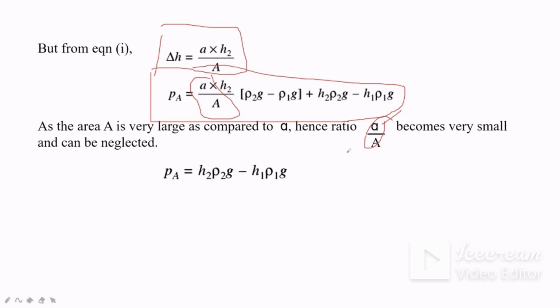Then whenever you are given a problem on vertical single column manometer, you have to use the formula, that is PA, where the pressure is to be calculated, is equal to H2 rho 2 g minus H1 rho 1 g. So just remember this.